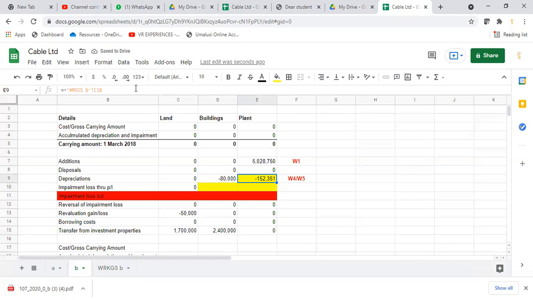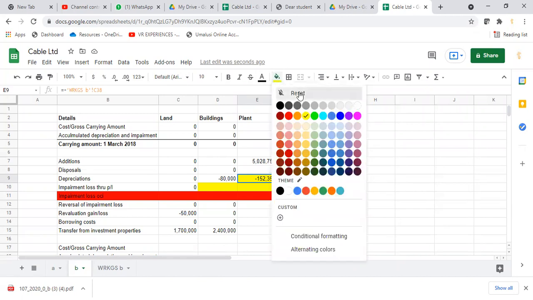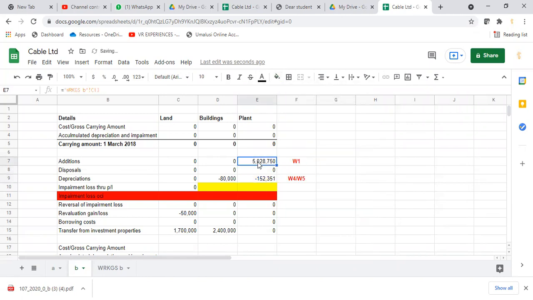Now we can do the big part of the question. What to do here? Remove that. The big marks is the addition and going to be the impairment.